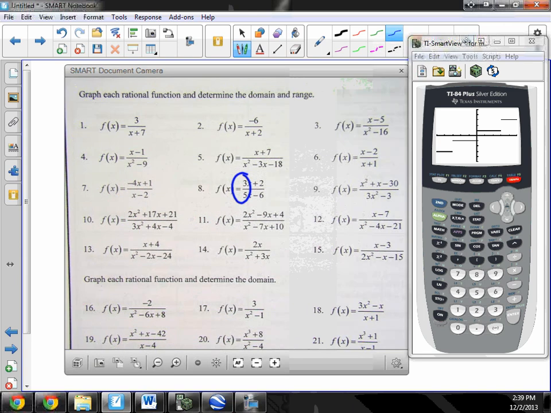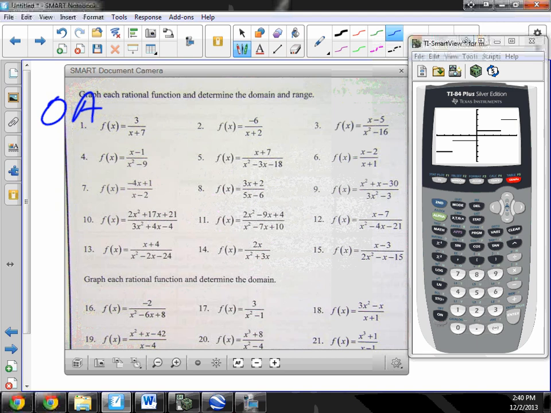Okay, so look at number 18. Does 18 have an HA or an OA? It's an OA. How do I know it's an OA? The top is bigger, and more specifically, it's 1 bigger. Right? If the top is 2 degrees bigger than the bottom, then it doesn't have an oblique asymptote. It has something else. So we write, it does have an OA, and then we need to find it.